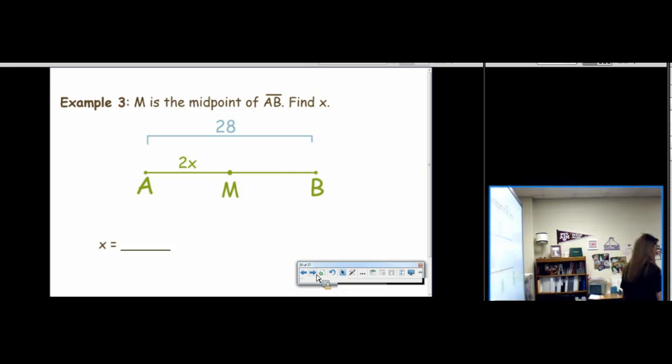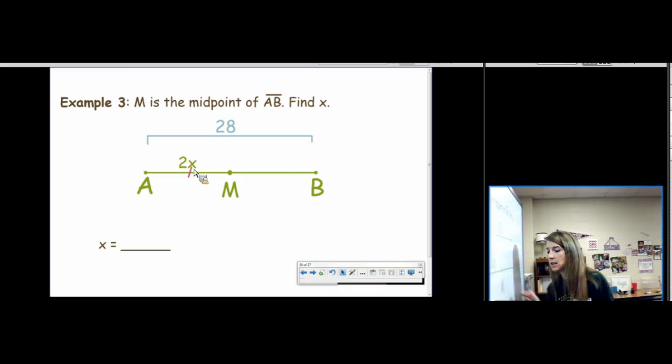Your wish is my command. Go. Draw a picture. Find x. It tells it's the midpoint. So when you see the word midpoint, the first thing you should do is go to your picture and add tick marks to your picture. Every time you hear the word midpoint, you should add tick marks to your picture.